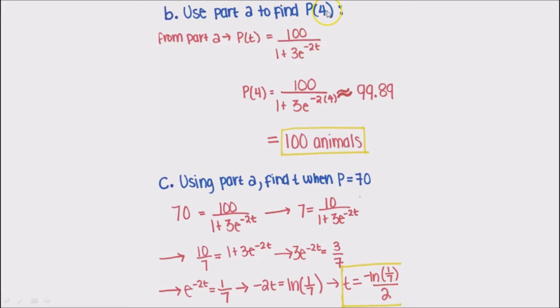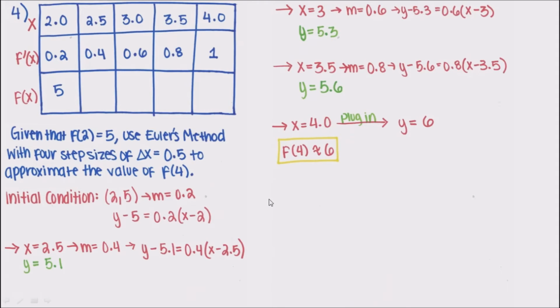It asks you to find P of 4, and then it asks you to find T when P is equal to 70. In part B, I used my calculator, and in part C, I simplified it algebraically. You can use either way depending on what kind of quiz you're taking or what kind of problem you're doing. So for part B, I got 100, and for part C, t is equal to negative ln of 1/7 over 2.